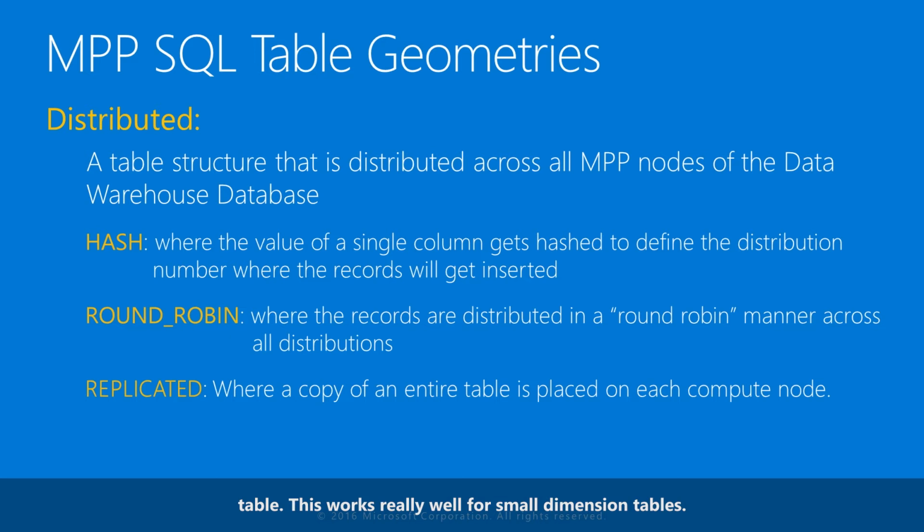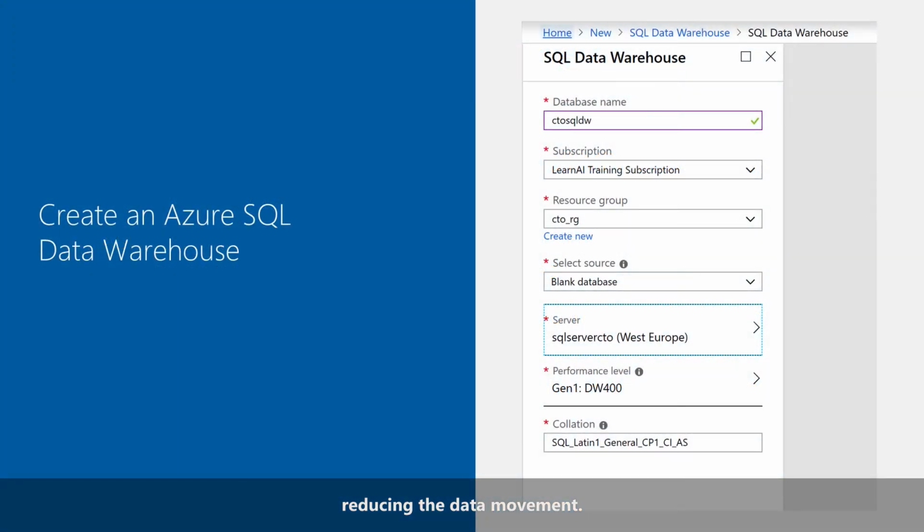This works really well for small dimension tables. And the reason why we're doing this is, at the end of the day, doing join queries in SQL Data Warehouse does require pulling data from different distributions. So if a small table is replicated on every distribution, you're reducing the data movement.